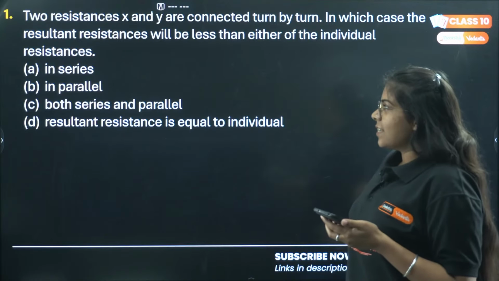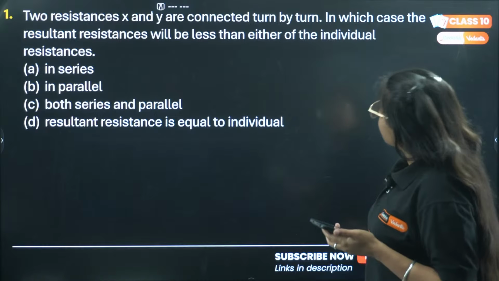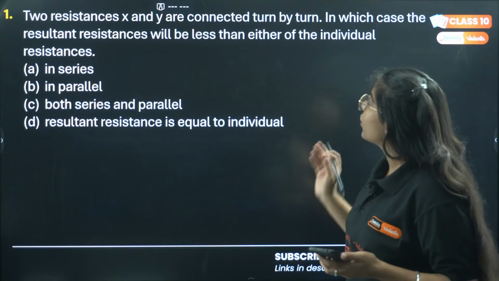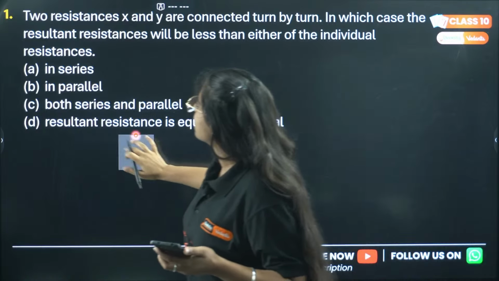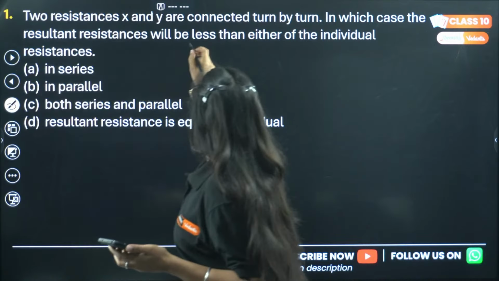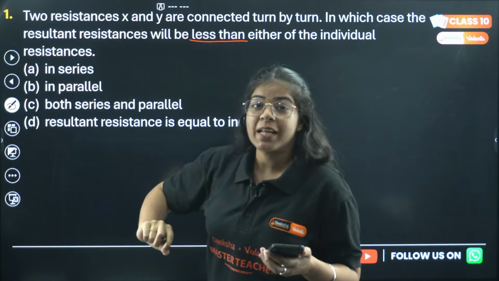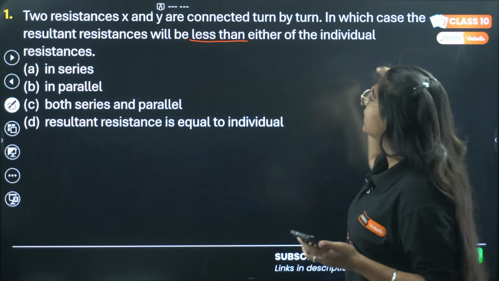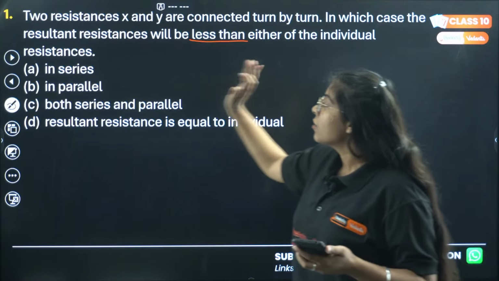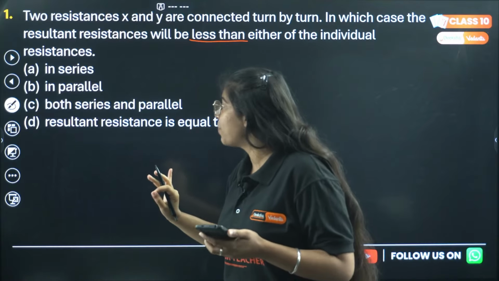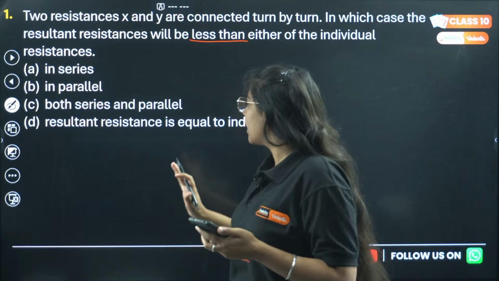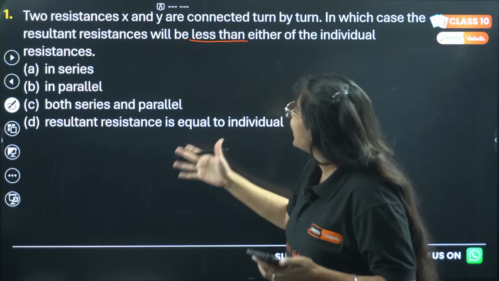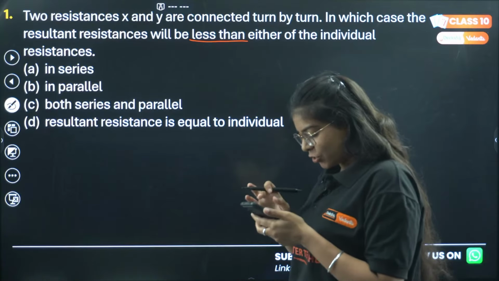2 resistances X and Y are connected turn by turn, in which case the resultant resistance will be less. What did I tell you every time? Mark the keywords. The resultant resistance will be less than either of the individual resistances. A, first in series; B, in parallel; C, both series and parallel; D, resultant resistance is equal to the individual.